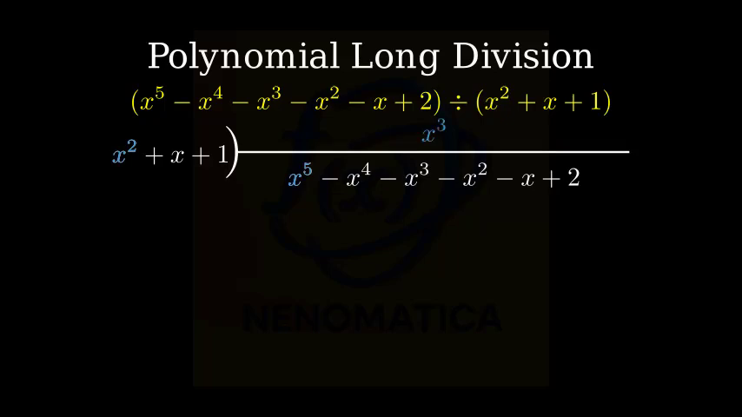Now, we multiply this quotient term by our entire divisor. So x cubed times x squared plus x plus 1 gives us x to the fifth plus x to the fourth plus x cubed.